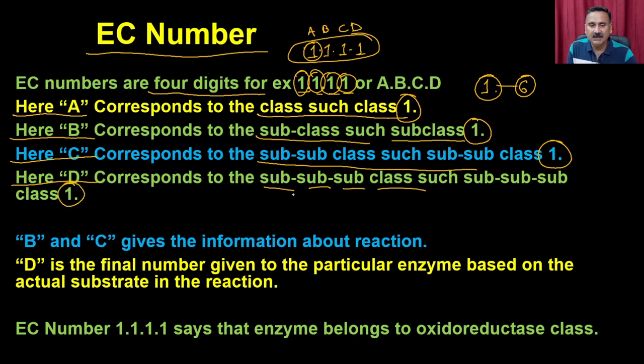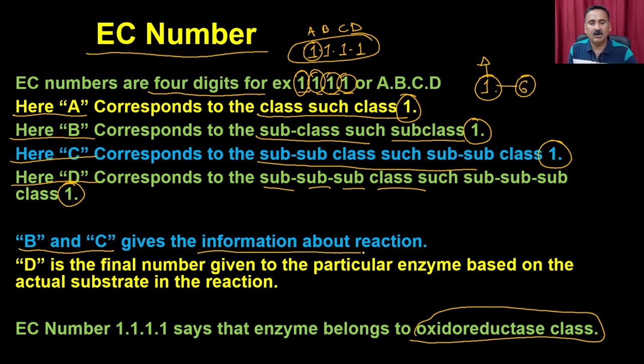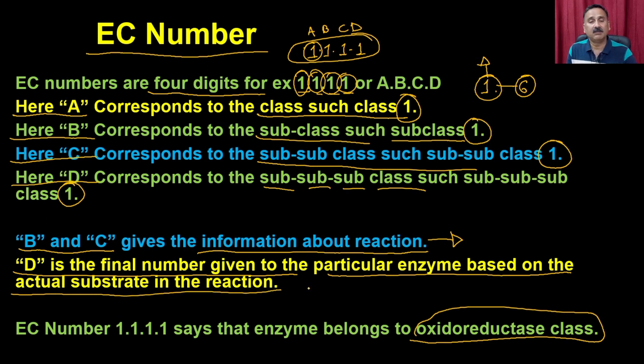So if you combine these 4, you say that this is an enzyme which belongs to the oxidoreductase class, because the first digit 1 is the oxidoreductase class. What information do B and C give you? B and C give you information about the reaction this enzyme is going to catalyze, which means the type of reaction. Whereas D is the final number, and that is given particularly based on the actual substrate involved in this particular reaction.